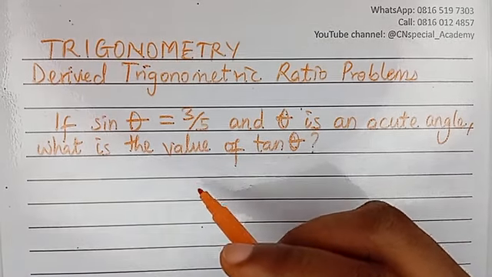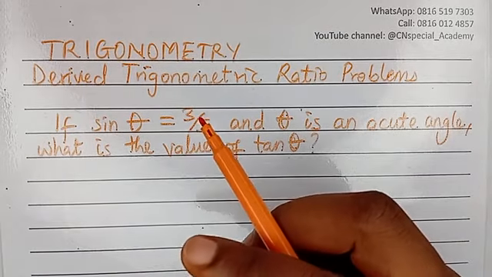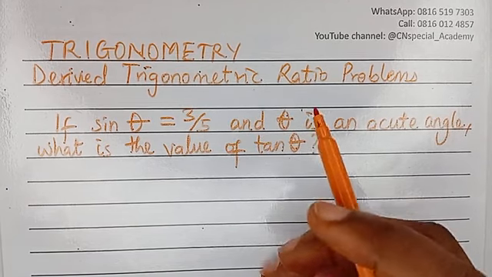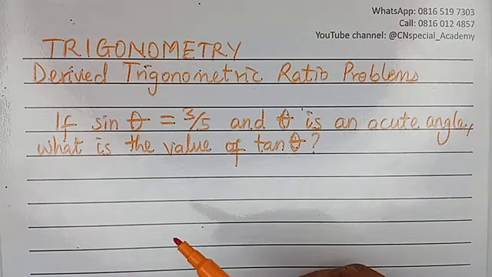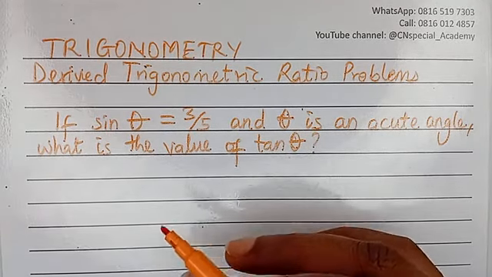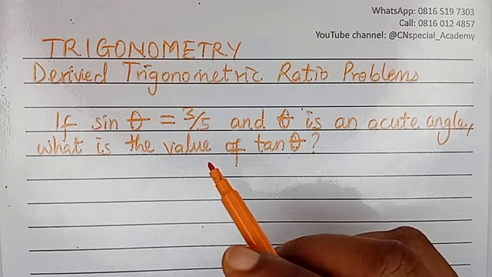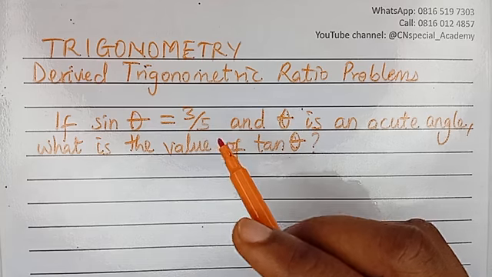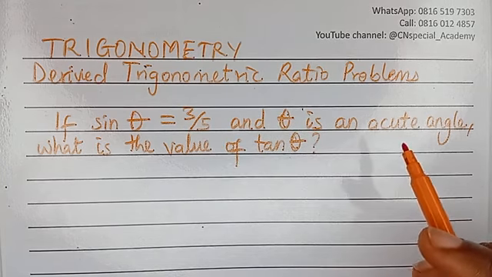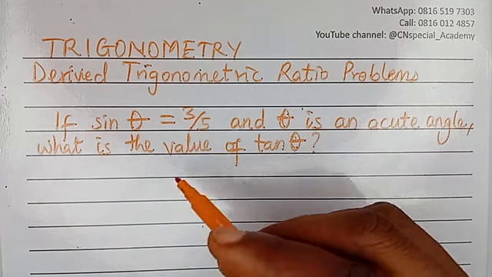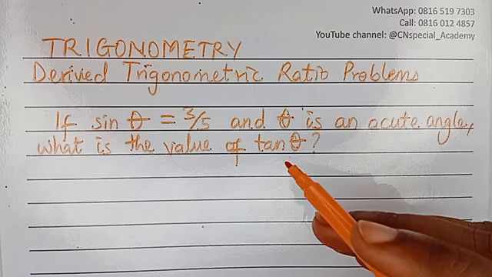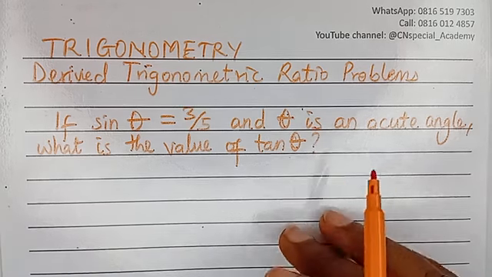Now in this video we are discussing derived trigonometric ratio problems. So let's start with this example to know what we are about to deal with. If sine theta is equal to 3 over 5 and theta is an acute angle, that is an angle less than 90 degrees, what is the value of tan theta?